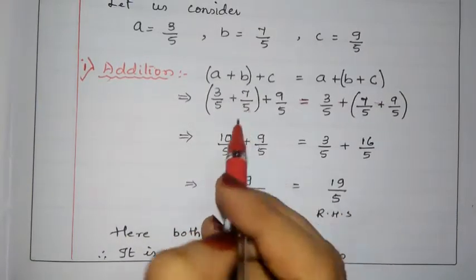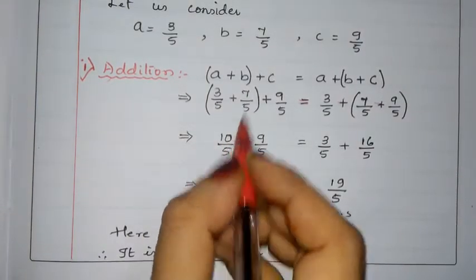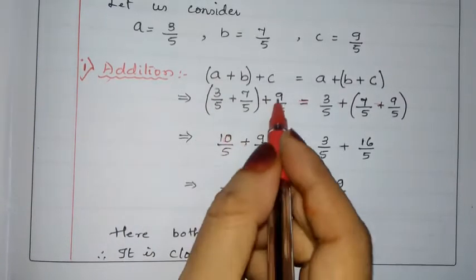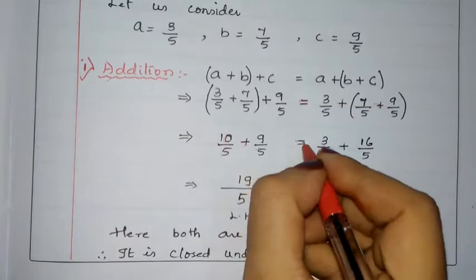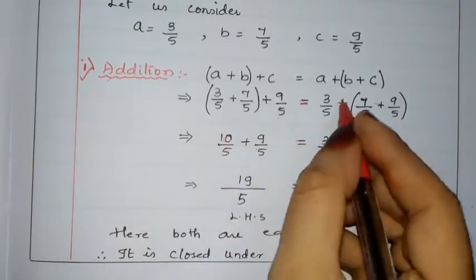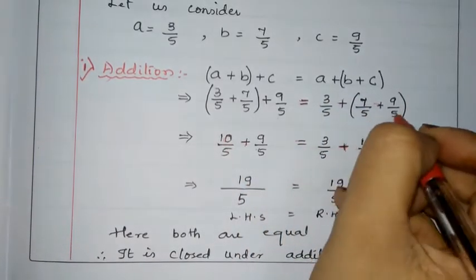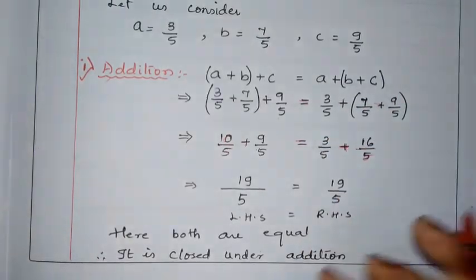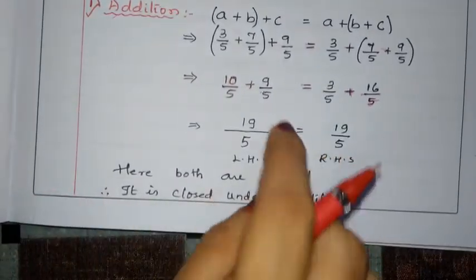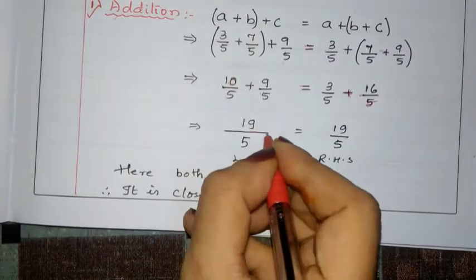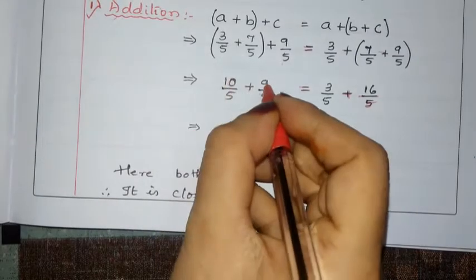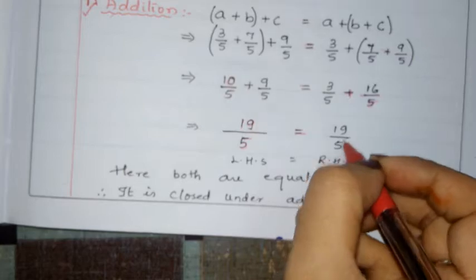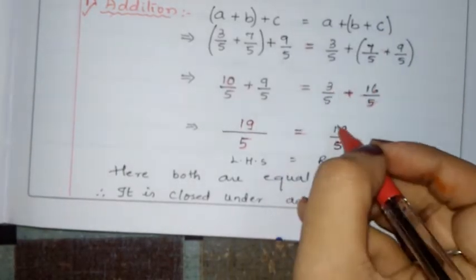Denominator is same, so 5 as it is. 7 plus 3, 10. Okay. Plus 9 by 5 as it is, equal to 3 by 5 as it is, plus sign as it is. Denominator same, 9 plus 7, 16. Okay. Now let us check the next step. Denominator is same, again we will write the denominator once. 10 plus 9, 19, is equal to, denominator same, one time we will write, 16 plus 3, 19.